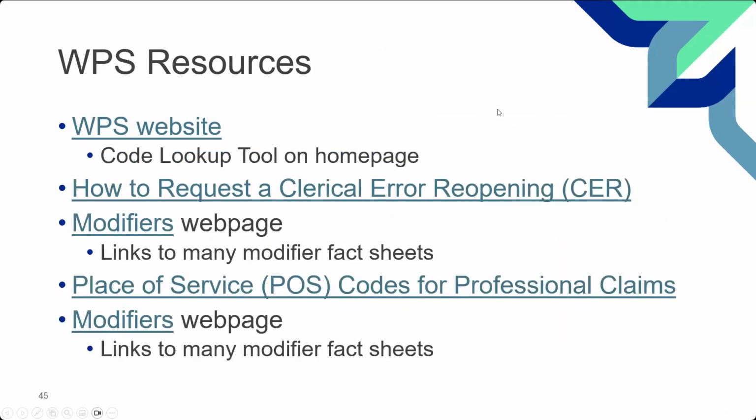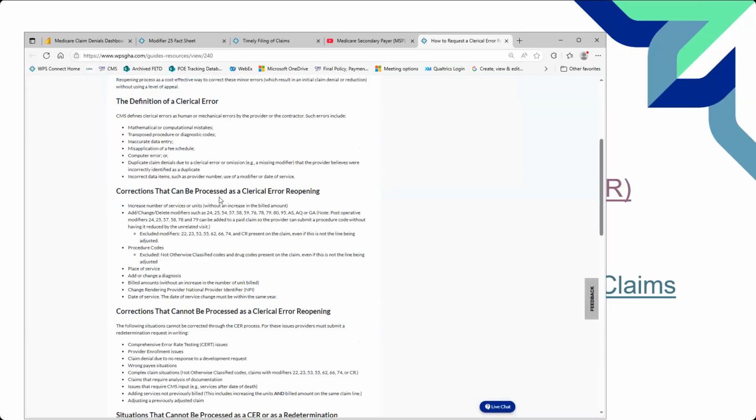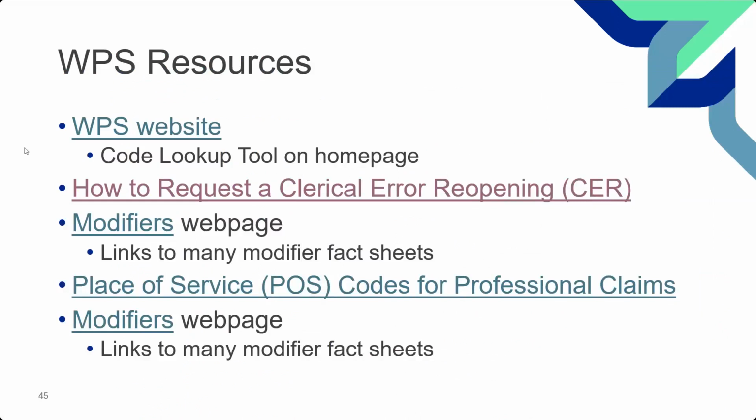Okay. Website resource. Here's information on how to request a clerical error reopening, and I am opening that up really quick here because this tells you those corrections that can be processed as a clerical error reopen and those that can't. A lot of providers ask me about that, so I like to show you. It's in that article. The place of service list is there, modifier web page. I showed you that earlier.